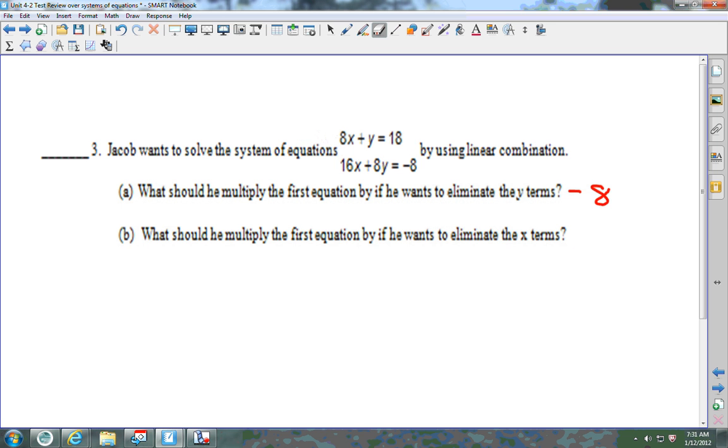To get rid of the x's, that's what the second one says. What do you need to multiply the top equation by? Well, 8 times what gives you 16? That is a negative 2, because I need this to be negative 16. You should have multiplied this by negative 2.